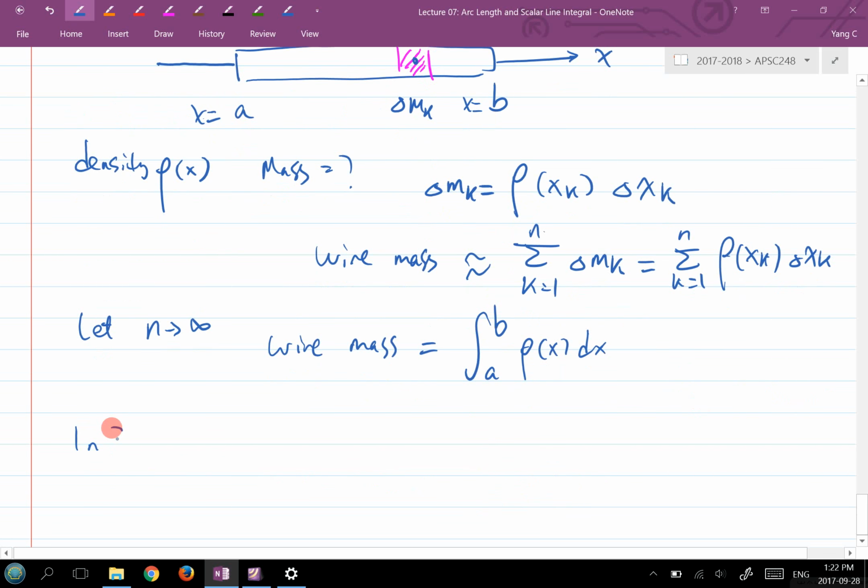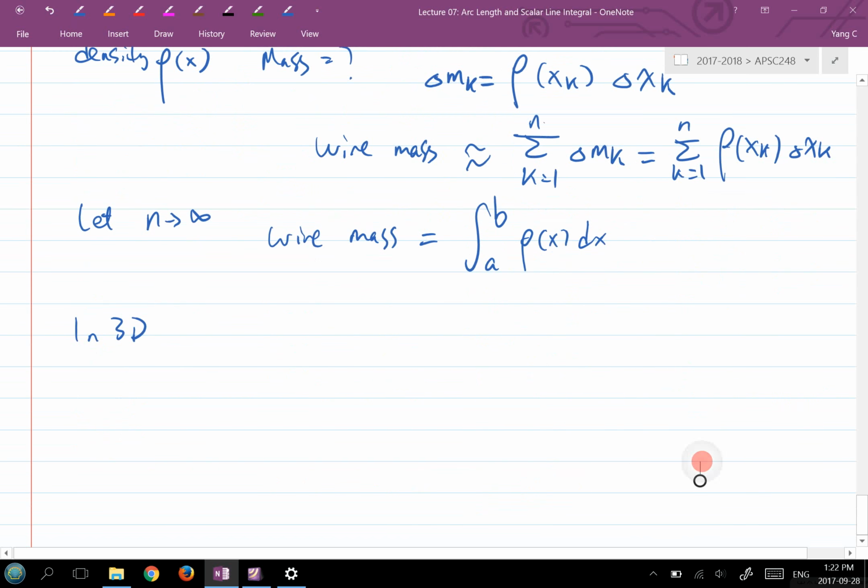Now in 3D, we want the same thing. So let's do the same thing here.